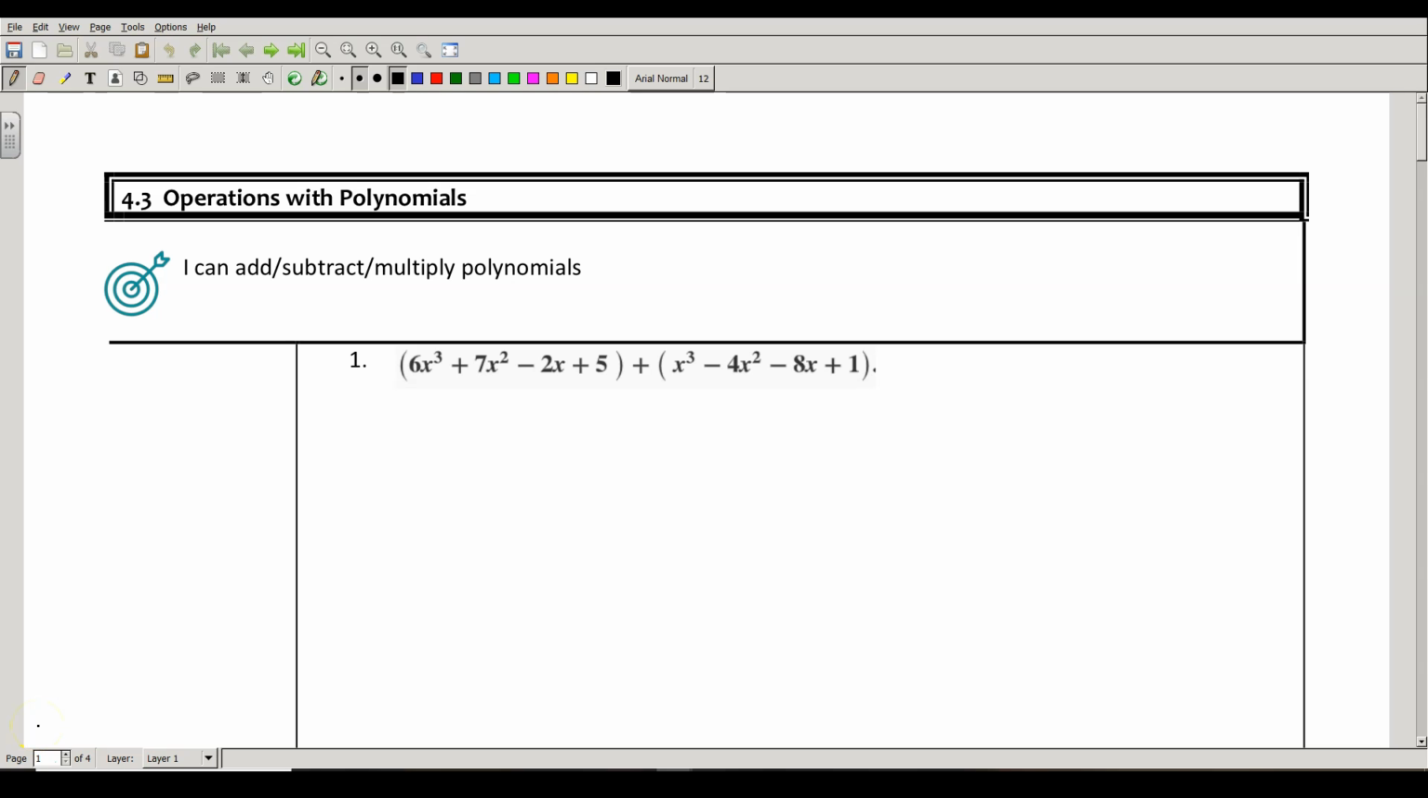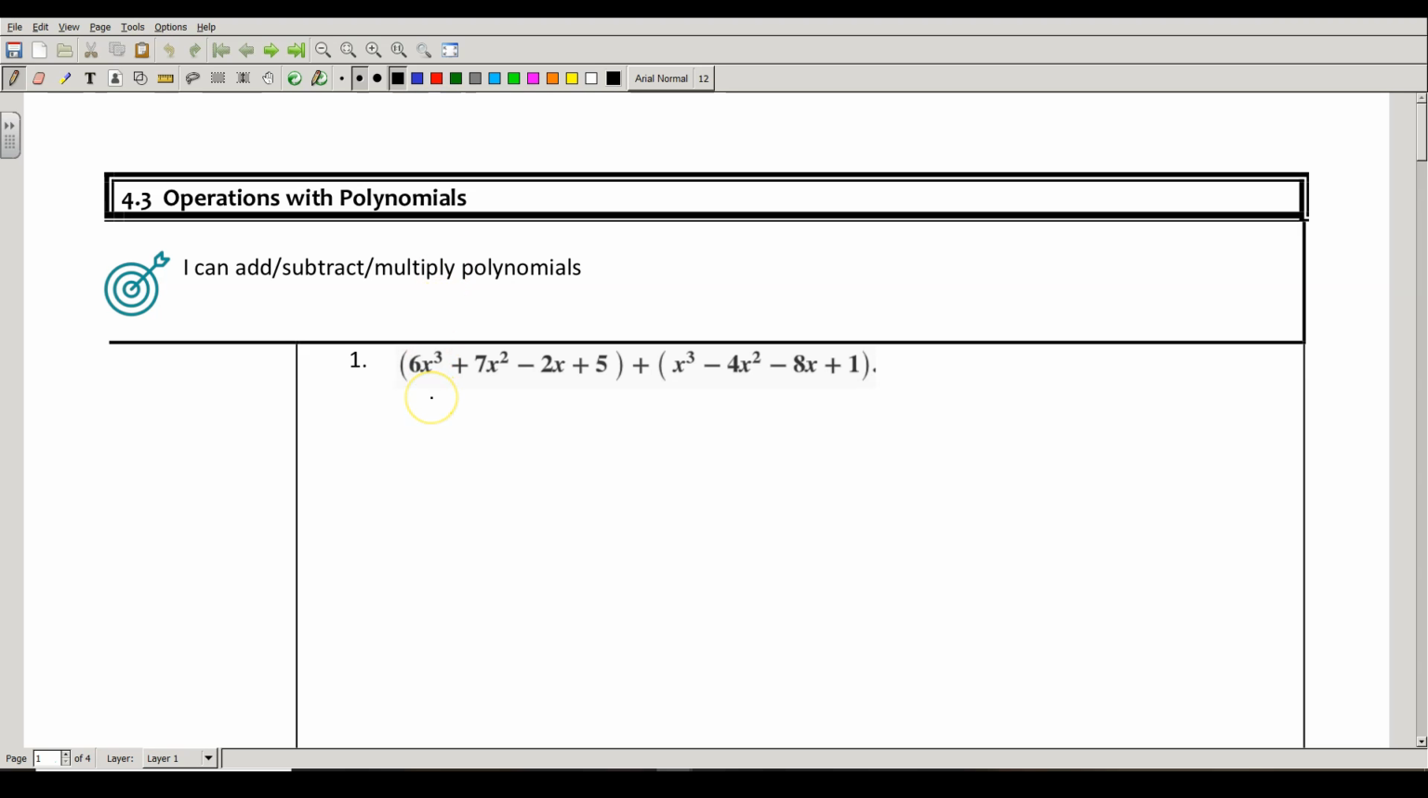All right, so in 4.3, we are looking at operations with polynomials. In the last couple sections, we talked about what a polynomial was. We graphed them. We looked at some of the characteristics. In this section, we're not doing anything with graphing. We are just looking at how to add, subtract, and multiply polynomials.